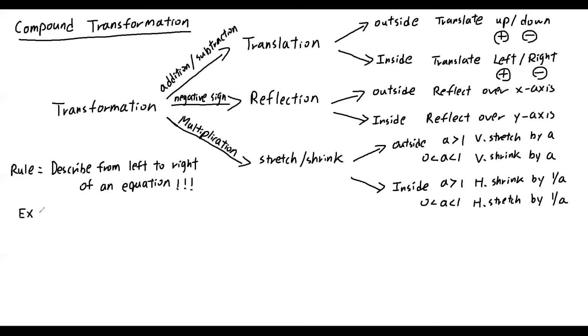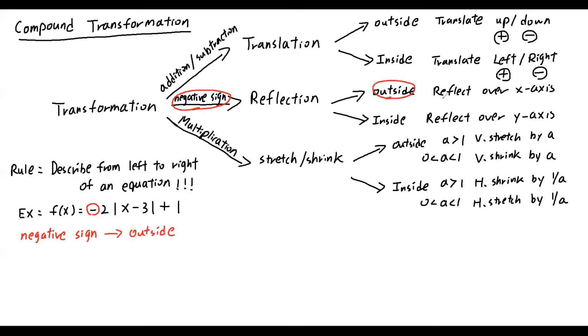So let's take a look at an example. f of x is equal to -2 absolute value x minus 3 plus 1. Looking from left to right of the equation, what is the first transformation that we see? We see a negative sign, which is on the outside. So if we follow the flowchart, negative sign outside means reflection over the x-axis.